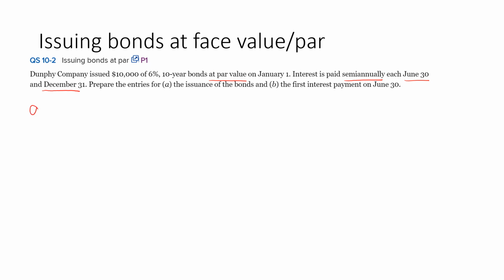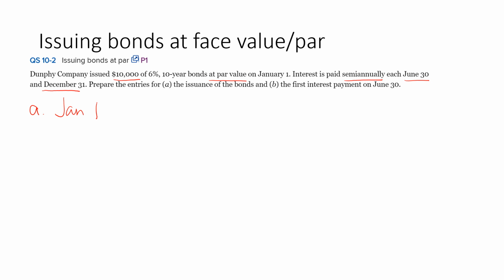So for A, we need to record the journal entry when the bonds were issued. First of all, this takes place on January 1st. Then we need to look at the par value or the face value of the bonds and the cash that was received for issuing those bonds. So $10,000, and these were sold at par value. What that means is the cash received is equal to the bond's face value.